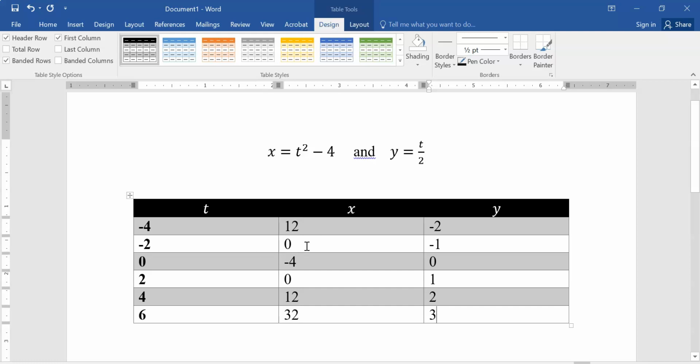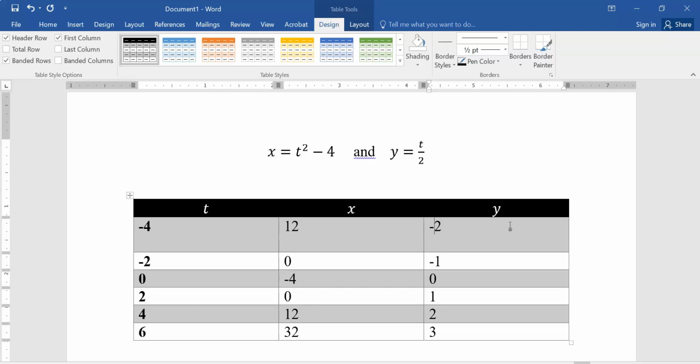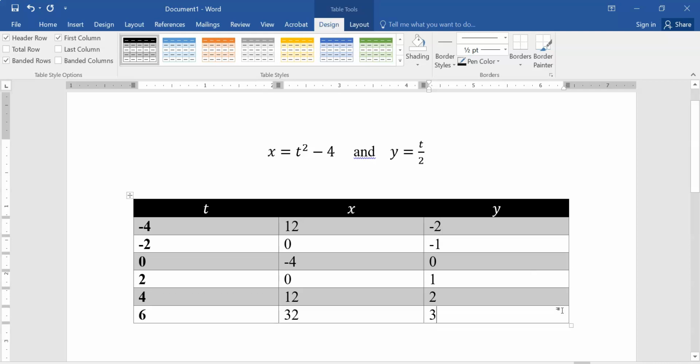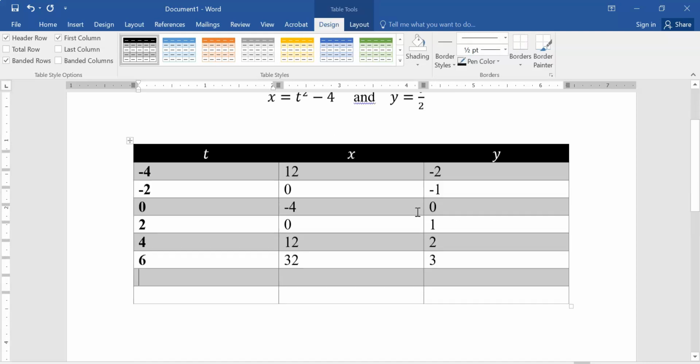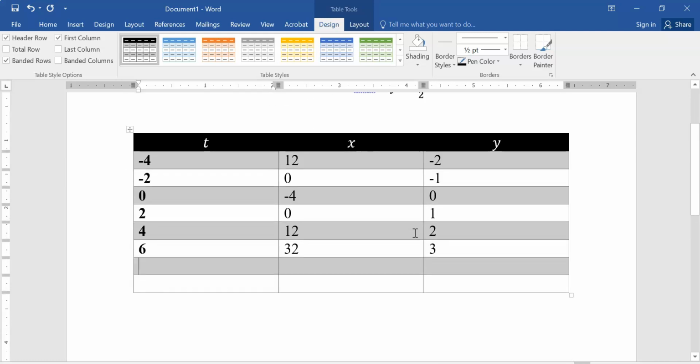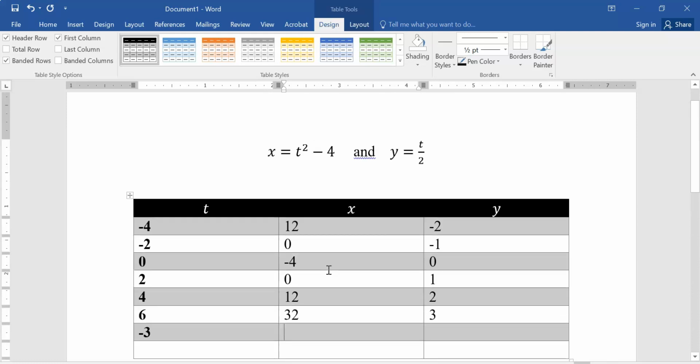Obviously, this kind of jumps from 0 to 12. That's a big jump. Maybe we'd want to plug in a -3 or something like that. So maybe you add in another line to your table and plug in -3 or plug in +3 or whatever you'd like to do. Let me plug in -3 and +3 just for the sake of doing it.